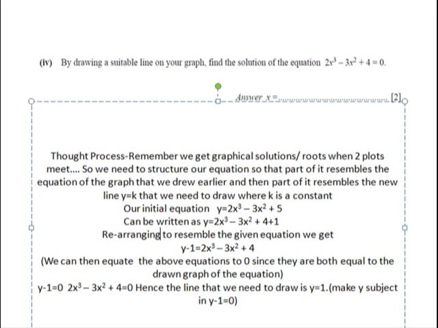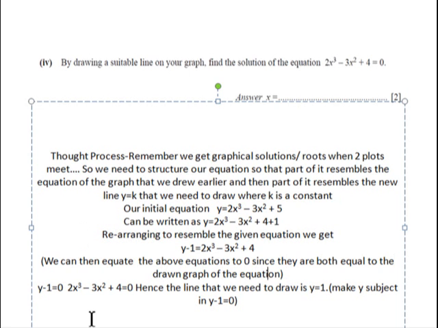Okay, rearranging to resemble the given equation, we get y minus 1, so take the 1 to the left hand side or subtract 1 from both sides, to be y minus 1 is equal to 2x cubed minus 3x squared plus 4. Right, this right there, guys, is the same as that equation. There is no difference. We then equate the above equations to 0 since they are both equal to the drawn graph of the equation.